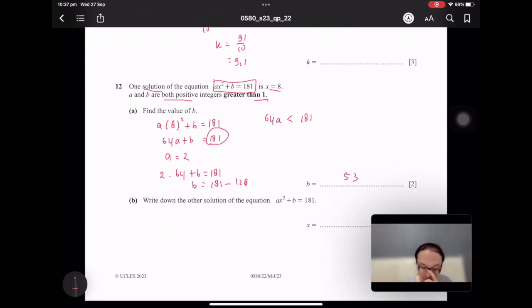Write down the other solution of the equation. So we have the full equation now. It's 2x squared plus 53 equals 181. So we can just solve this. 2x squared equals 128. So x squared equals 64. So x is plus minus 8. Since one is positive 8, the other one should be negative 8.